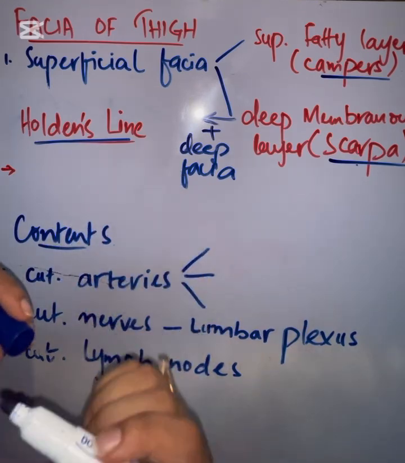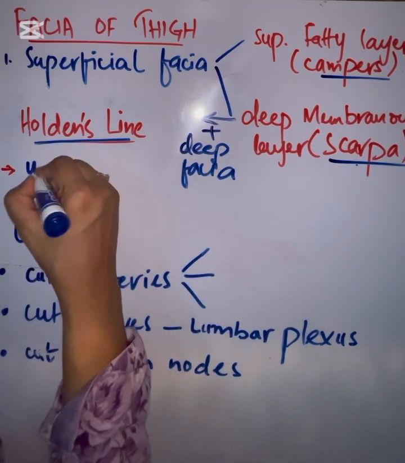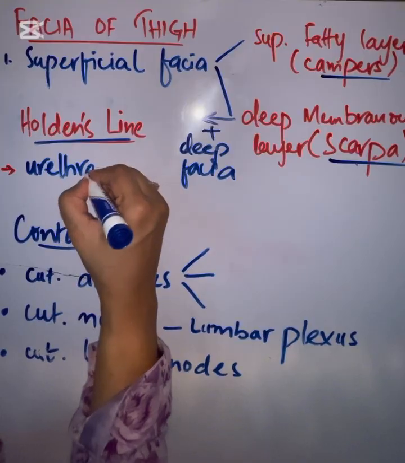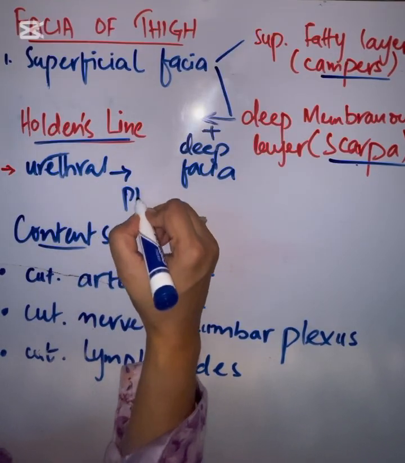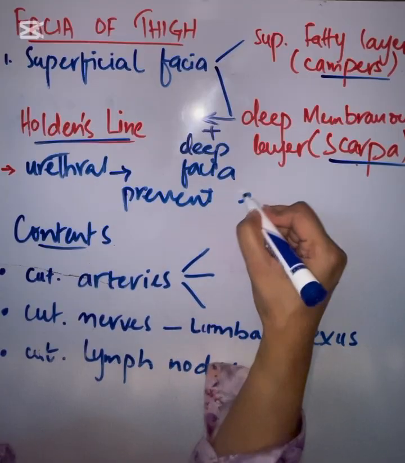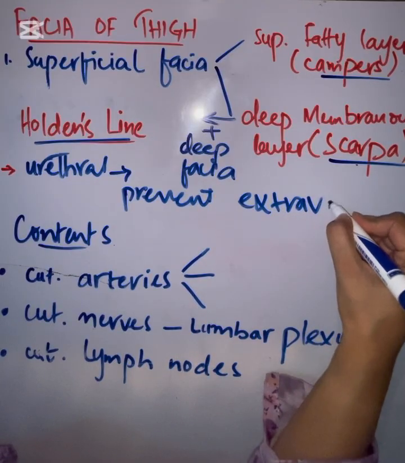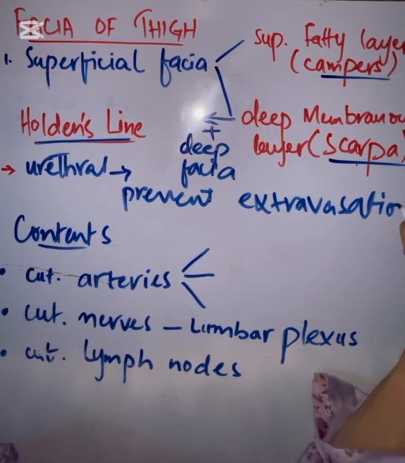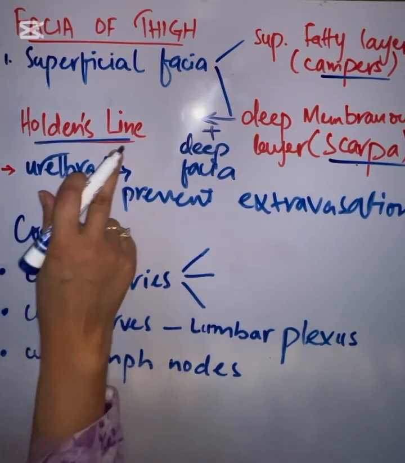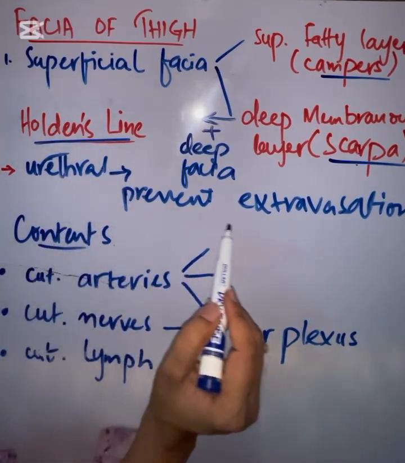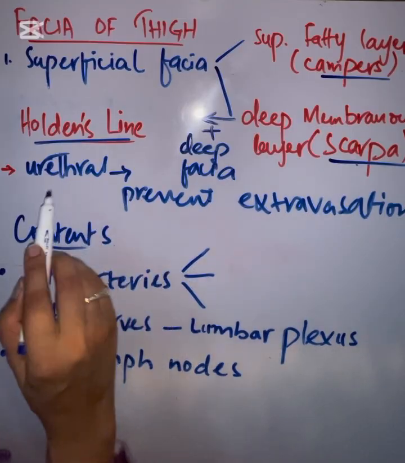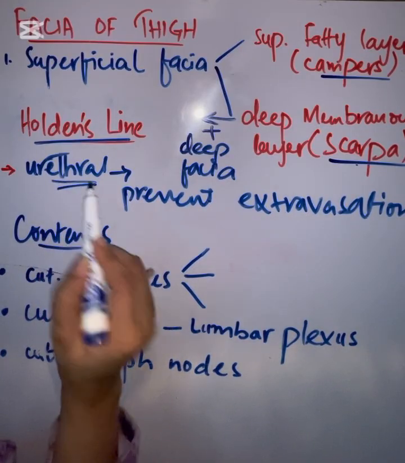Now, the significance of Holden's line is such that if there is urethral injury, Holden's line prevents extravasation of urine into the thigh. So this is the significance of Holden's line. The Holden's line prevents the extravasation of urine into the thigh in case of urethral injury.